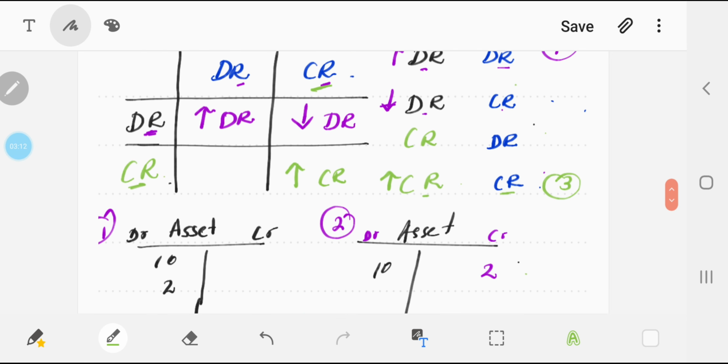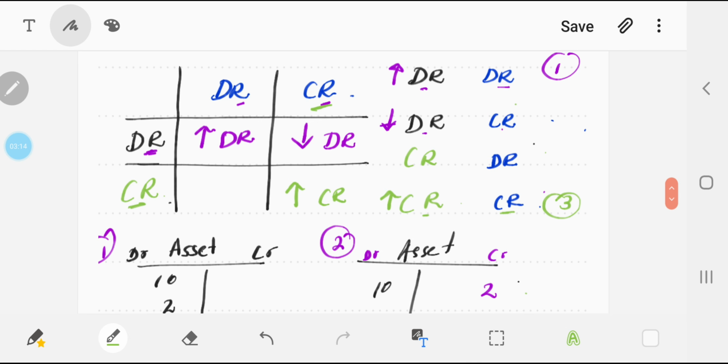Now let's apply this example over here. An account has a credit value and you're debiting it. Therefore, the credit value would reduce. This is example number 4.